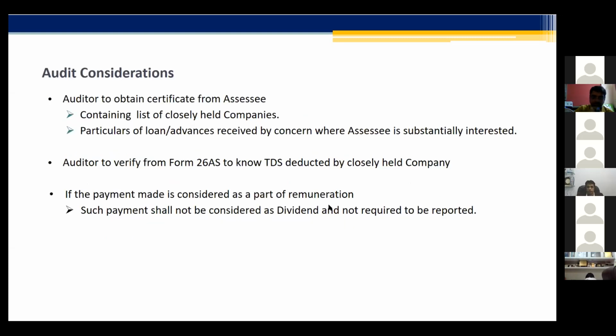So audit considerations are: the auditor should obtain a certificate from the assessee containing a list of closely held companies.